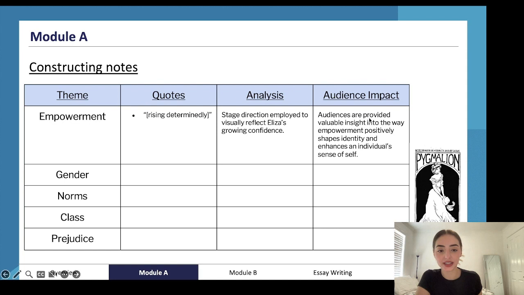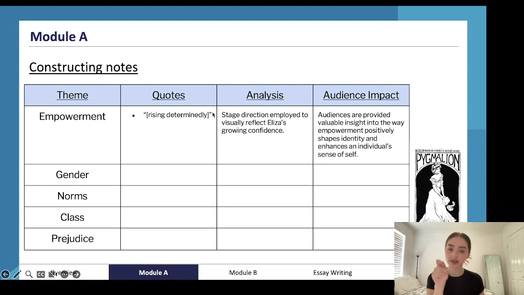This is a sample way of constructing your notes. I love notes tables. I find that they're just so much easier, and they mimic the way you write your body paragraph, because you begin introducing your theme or idea, then you start talking about your quotes, and then you start analyzing the quotes, and then you build up to your audience impact. So as you're memorizing all this stuff in lead up for trials and HSC, as you're remembering it in trials and the HSC, that's how you're writing it. So you're going, okay, the theme was empowerment, my quote was this, this was my analysis, oh, and this is what I built up to.